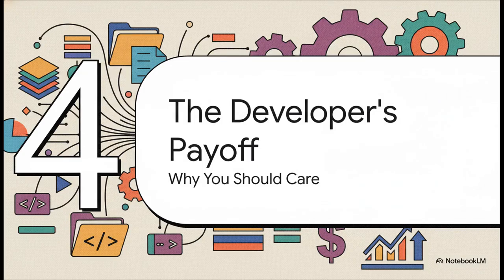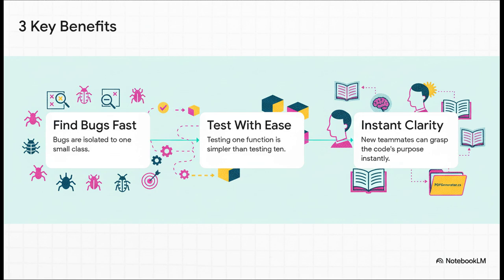Okay, I hear you. This sounds like it could be more work up front, right? You're making more files, more classes. So why should you actually care? Well, let's talk about the payoff, because trust me, it's massive. First off, you're going to find bugs way faster. If something is wrong with emails, you know exactly where to go: the email notifier class. The bug is trapped in a tiny box.